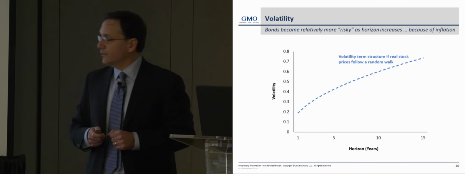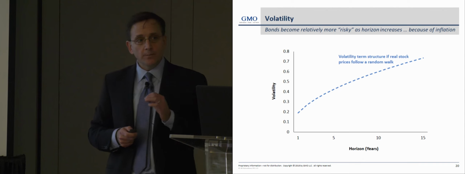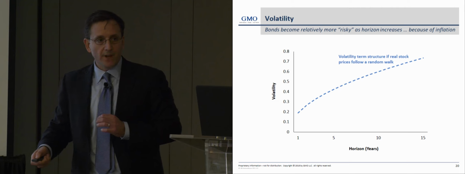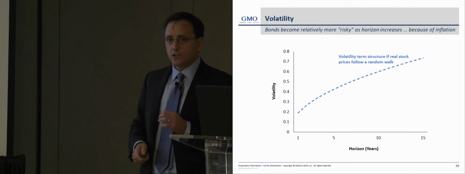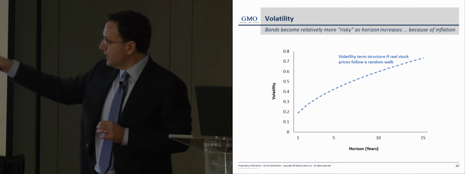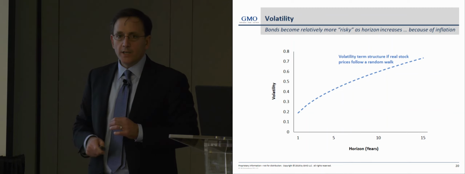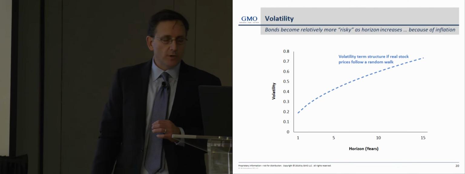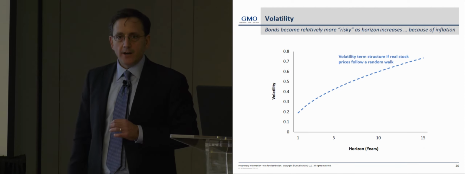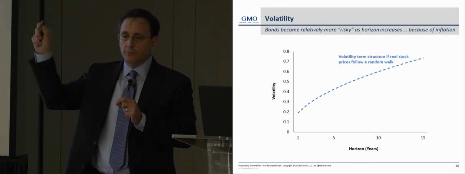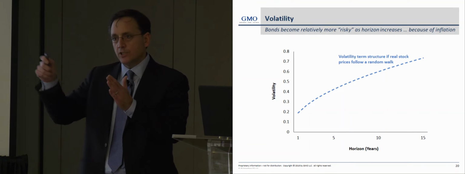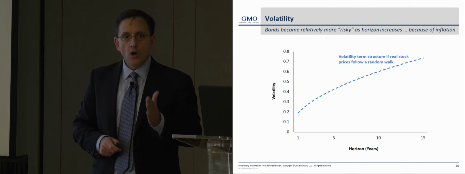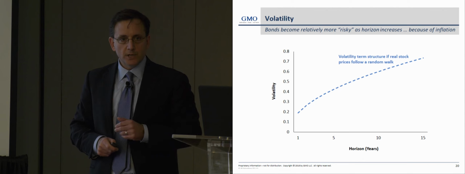What about the term structure of volatility? So let's start by looking at the term structure of volatility for stocks. On the vertical axis, we have volatility. On the horizontal axis, we have the horizon of the returns. So let's start with a one-year horizon. With a one-year horizon, the volatility of stocks is slightly under 20%. Now the dashed line here is how that volatility term structure would evolve as you increase your return horizon if stock prices followed a random walk, or equivalently if expected returns were constant.